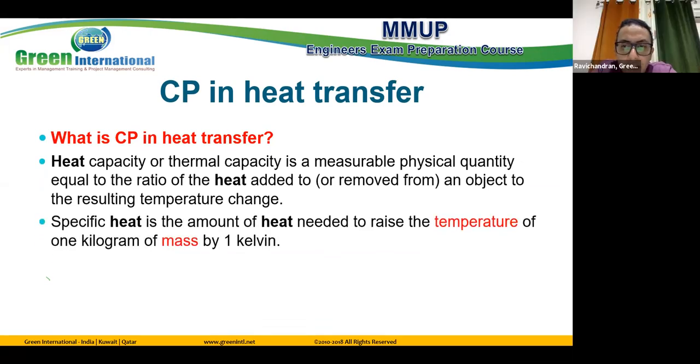What's the meaning or definition of specific heat, whether at constant pressure or constant volume? This is the general definition for both. Specific heat is the amount of heat added to increase 1 unit of mass by 1 degree C. Here we mention 1 degree Kelvin, both are the same. Just 1 degree, whether Celsius or Kelvin, is the same.